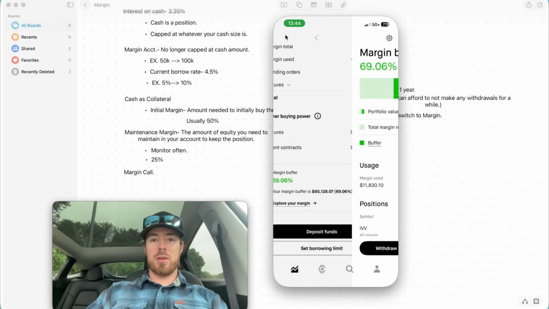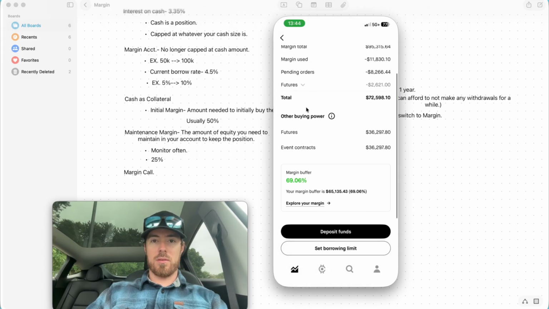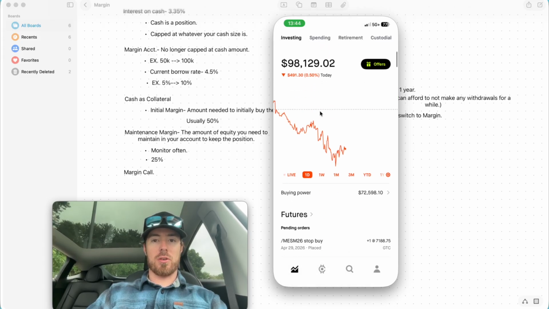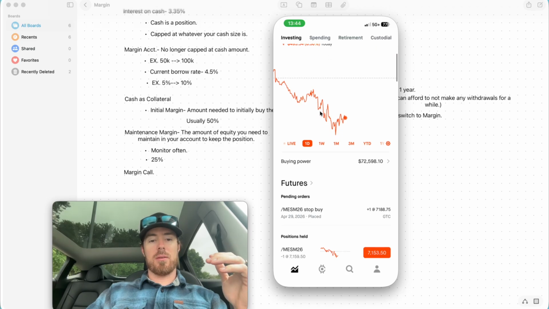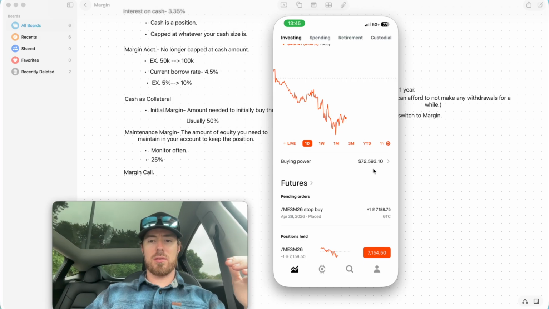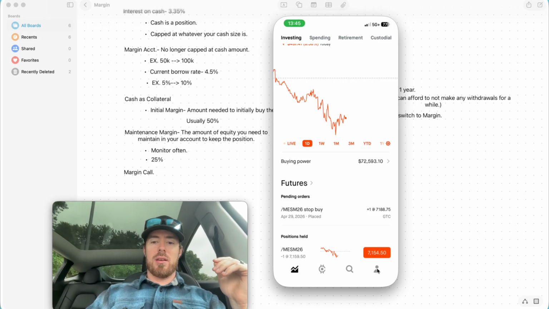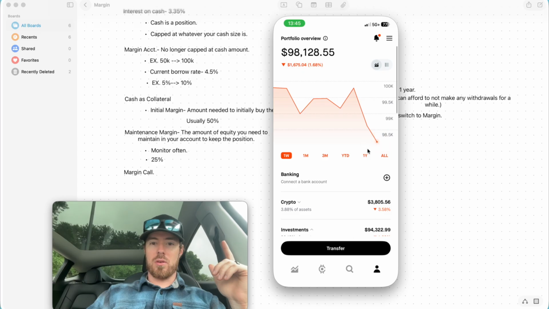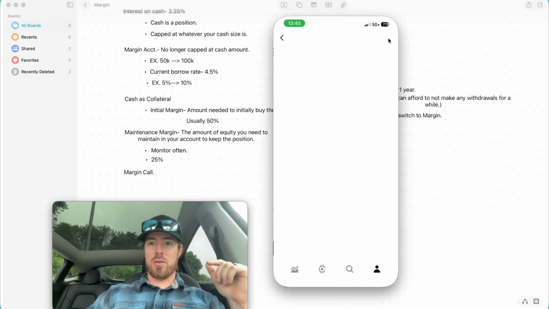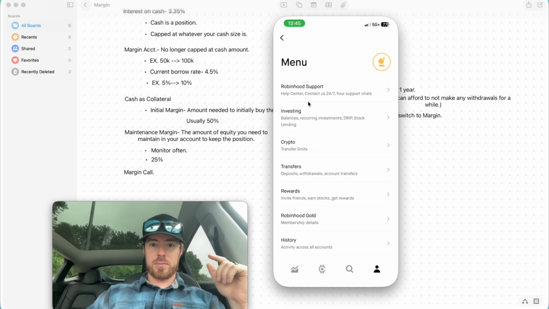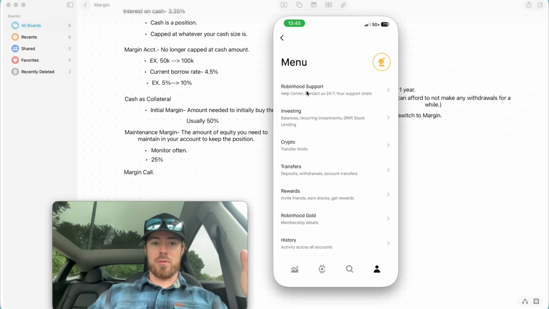That's pretty much it with margin buffer. That's the main thing I wanted to show you, is where you can locate all that, nice and easy. I'm trying to think of if there's another place. You can hit your account right here. All right, so you can go to account, hit your 3 bars on the top right, and it's going to show you your menu. If you're a Robinhood user, you're used to this already. You know where to go.